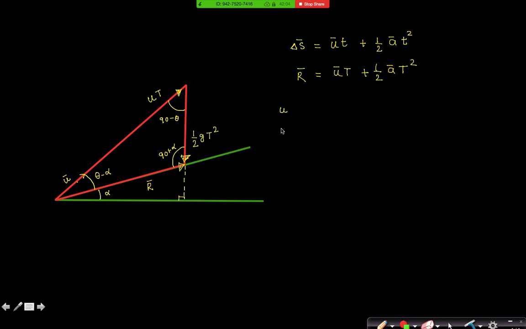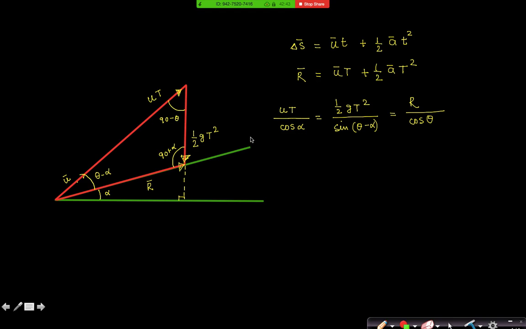Tell me, what should I write as ut divided by? Sin 90 plus alpha. And what is sin 90 plus alpha? Cos alpha. Yes, it is plus cos alpha. That should be equal to half gt square divided by sine of theta minus alpha, and that is equal to range divided by cos theta.